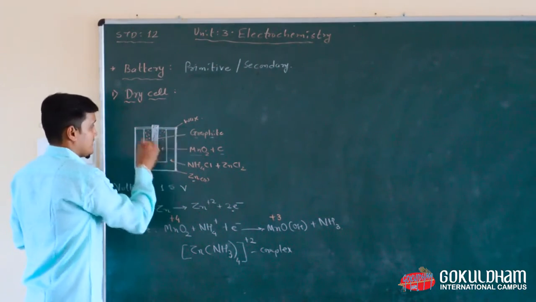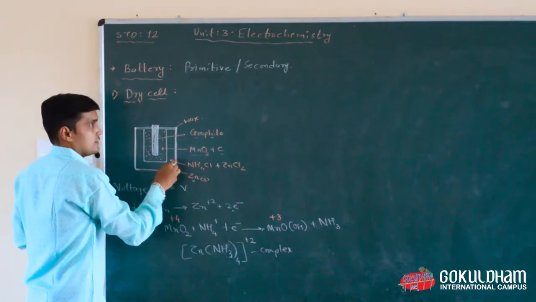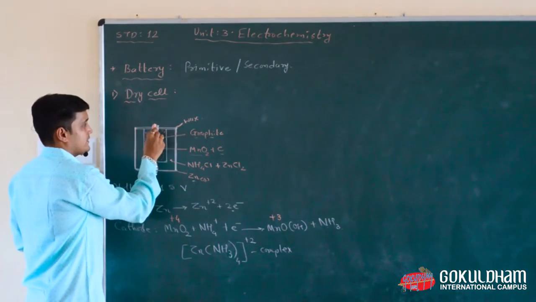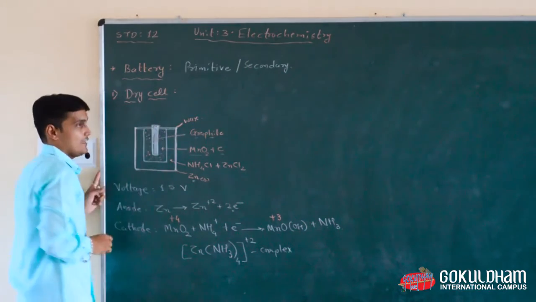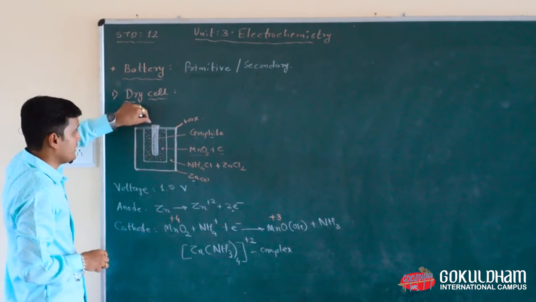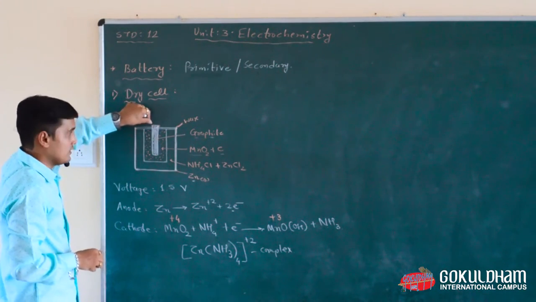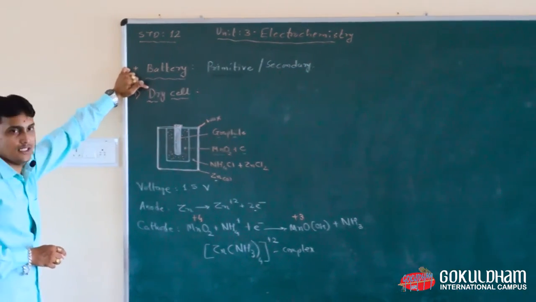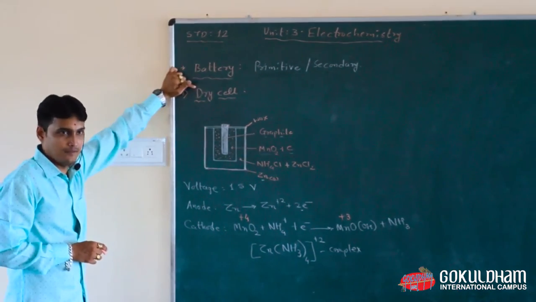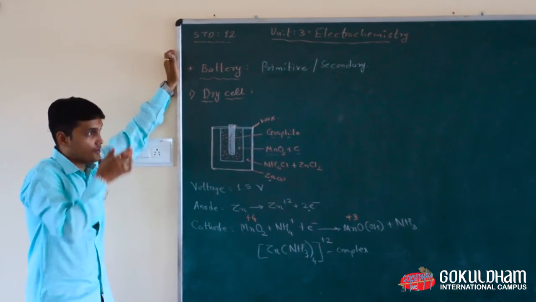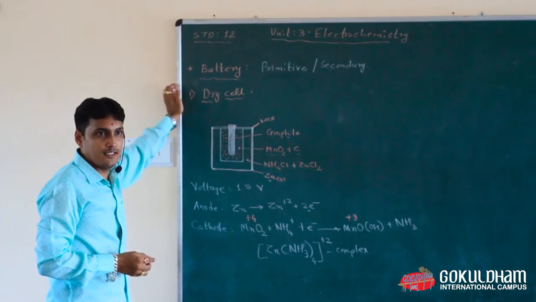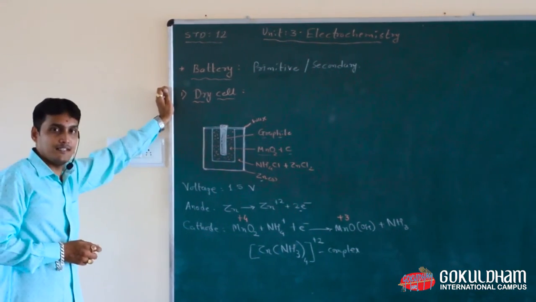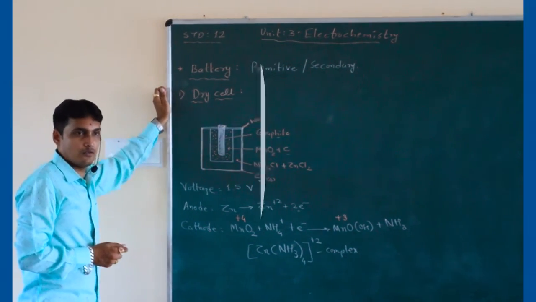This cell is sealed by high quality wax, and this graphite is covered with an anode cap. This is also made up of zinc. So this is the information about the dry cell, or you can say the galvanic cell. And in further lectures we will discuss the lead storage cell and mercury cell, and our last theory, that is corrosion. Okay, thank you.